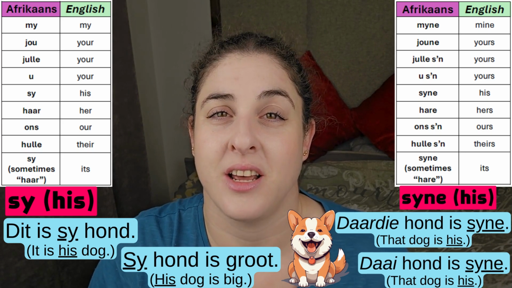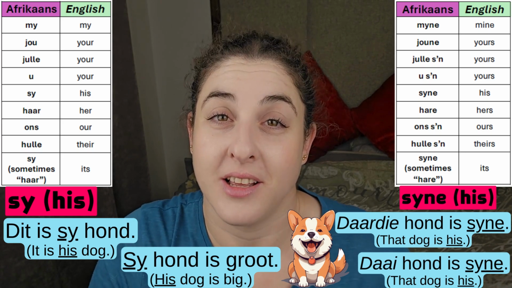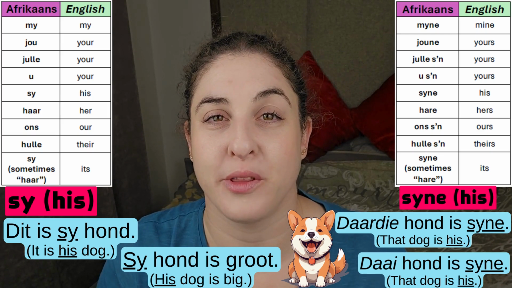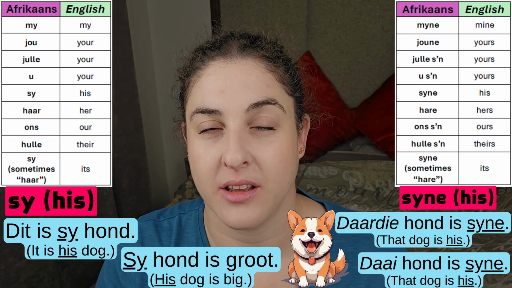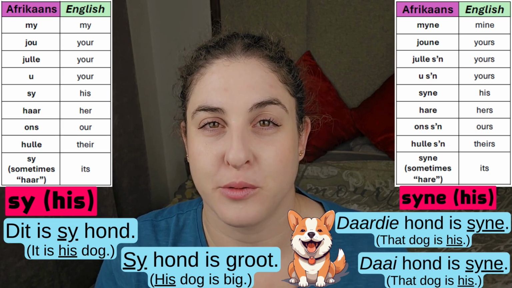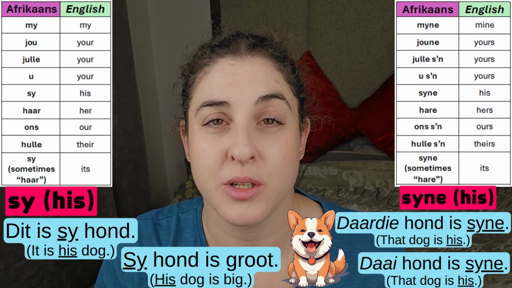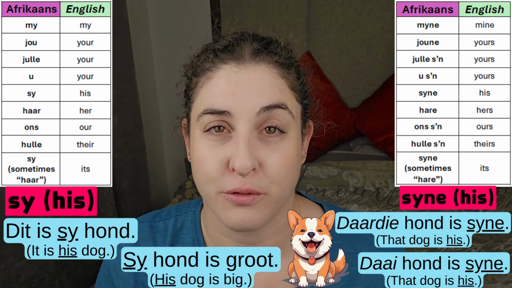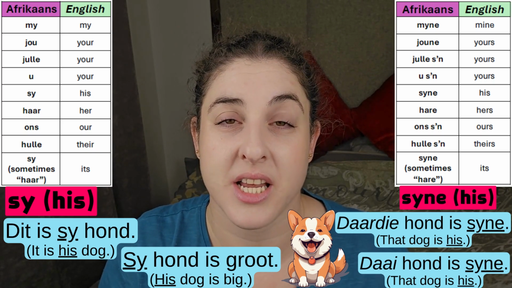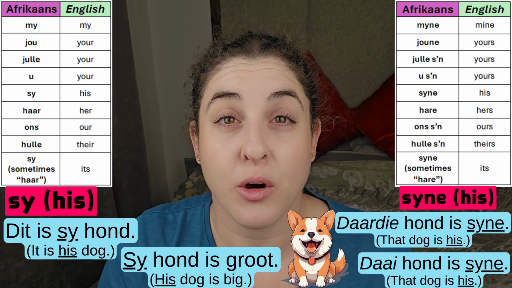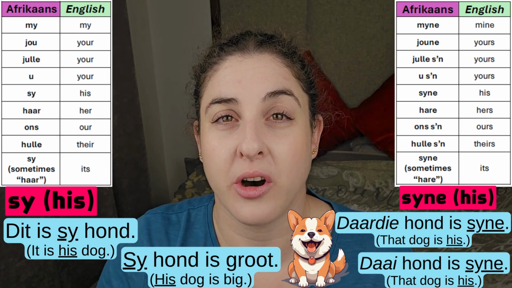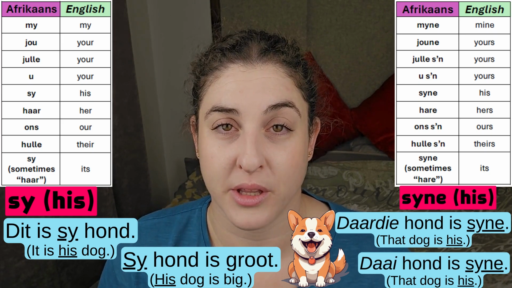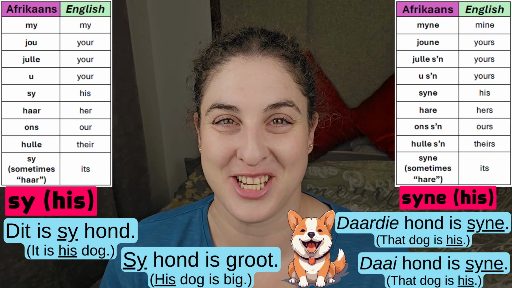And the next one says, daai hond is syne. That dog is his. In Afrikaans, the original word for that is daardie. That is the proper word for that. But we use the word daai as the word for that very often. In fact, maybe more these days. And they are both accepted and they are both in the dictionary now. So daardie and daai, both of those mean that and they are both acceptable. Just an interesting side note.